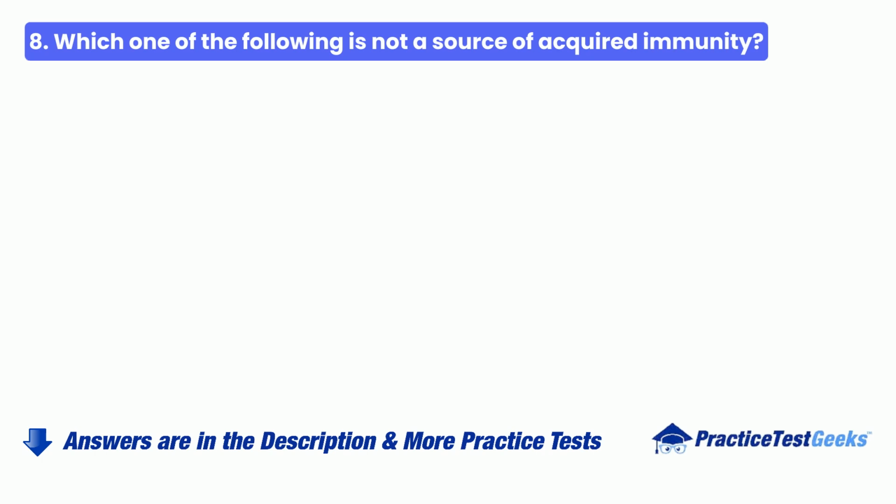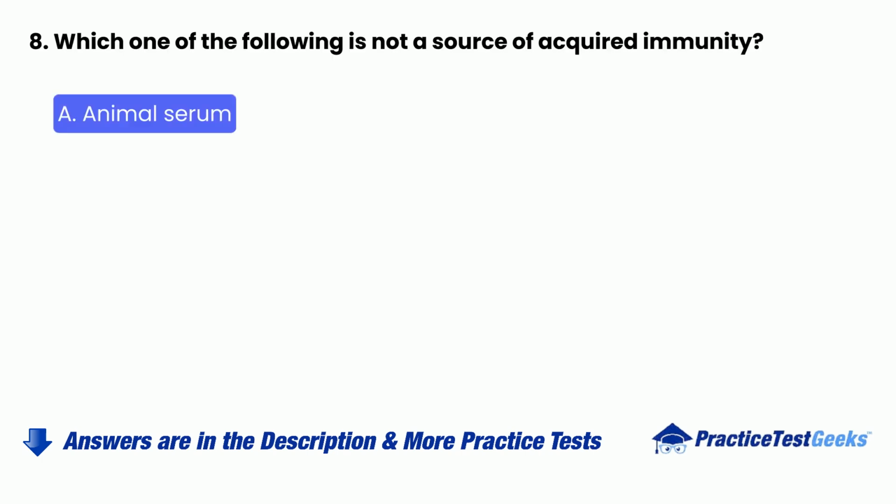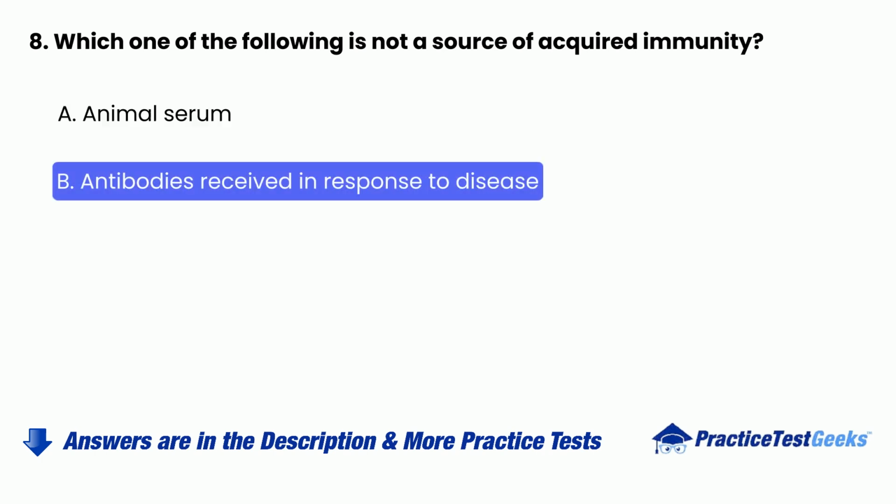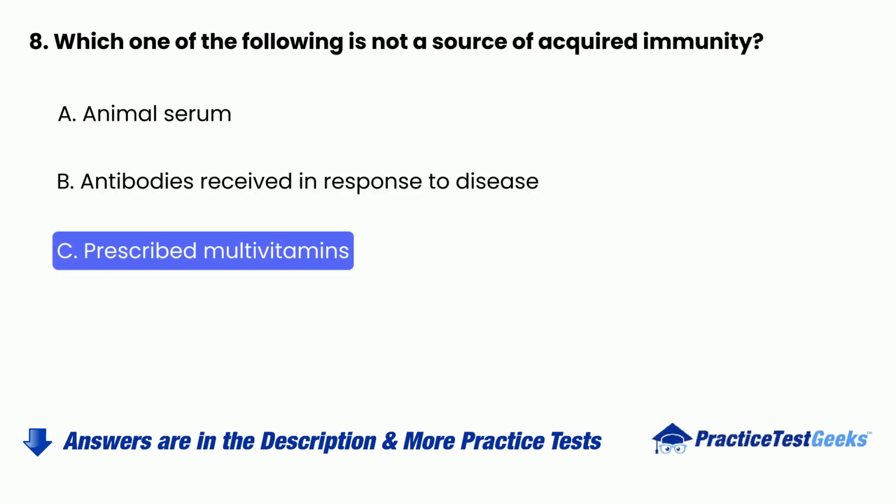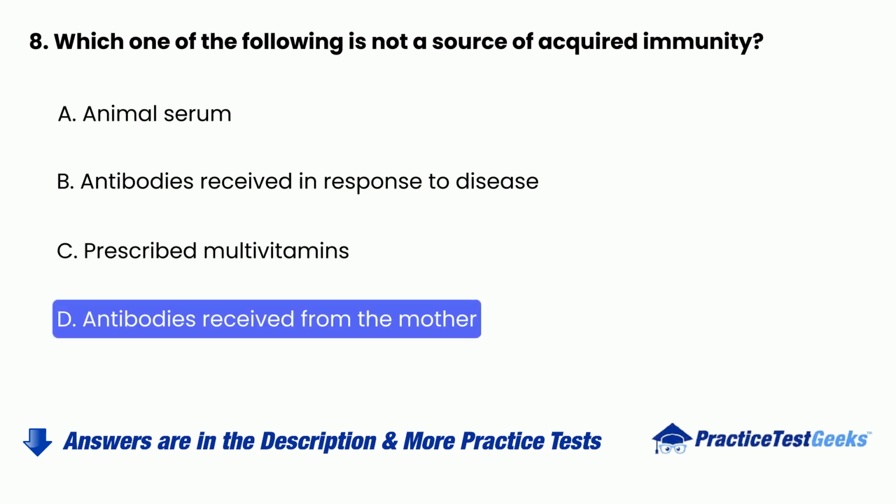8. Which one of the following is not a source of acquired immunity? A. Animal serum. B. Antibodies received in response to disease. C. Prescribed multivitamins. D. Antibodies received from the mother.